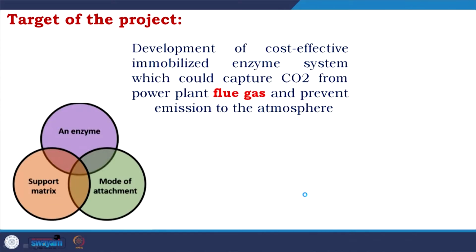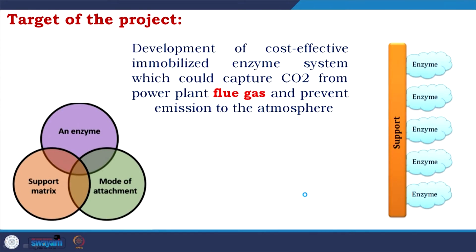So, what are we trying to do? We are trying to get an enzyme which could absorb CO2. We want to put it in a support matrix where it would be attached. So, this would be a device where there will be a support system and there would be enzyme immobilized. This is called an enzyme immobilized support device.